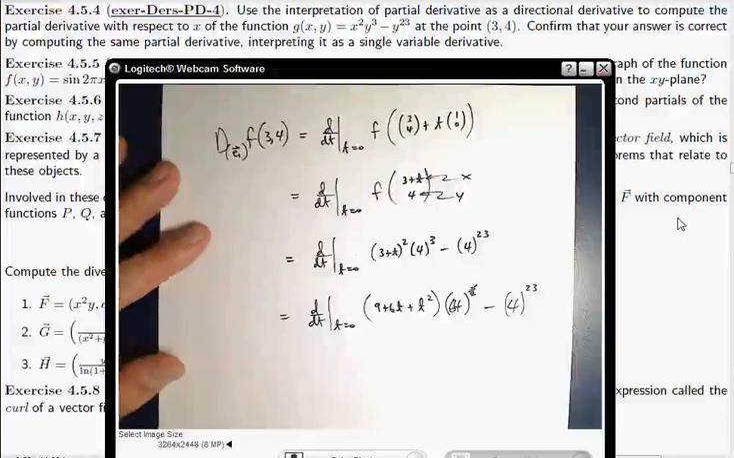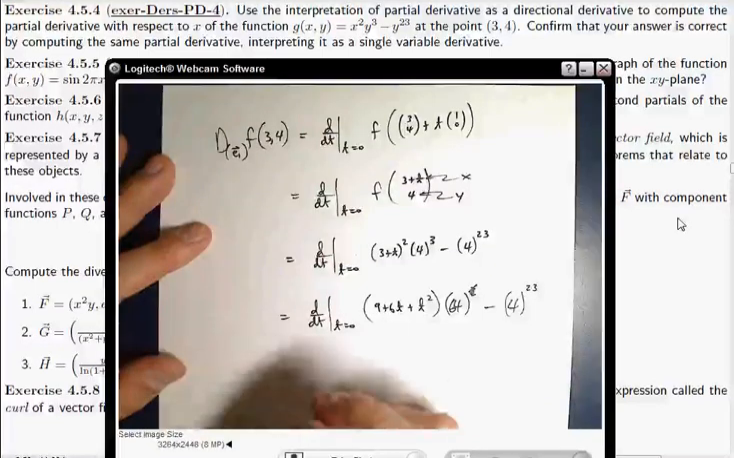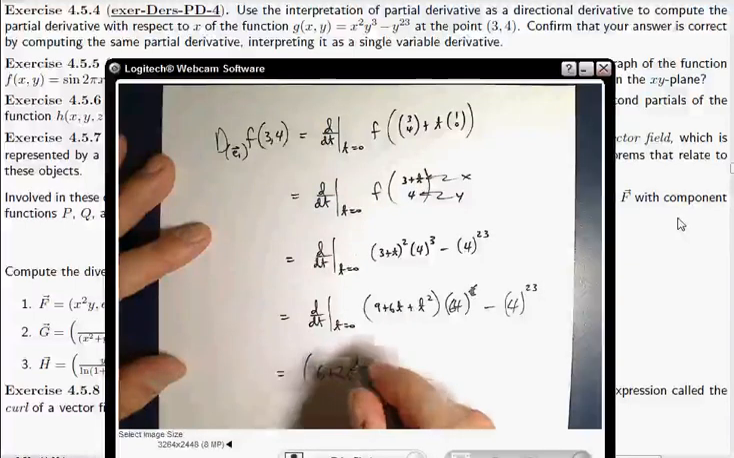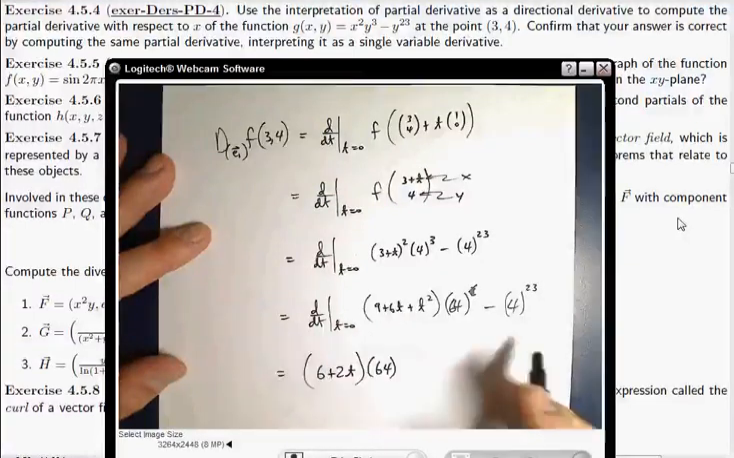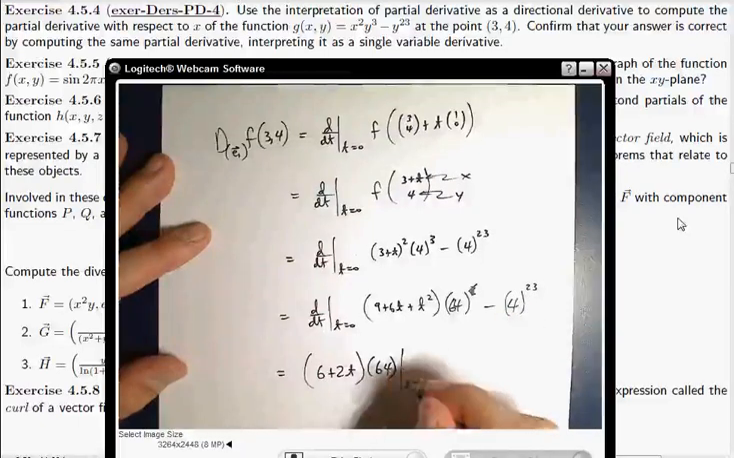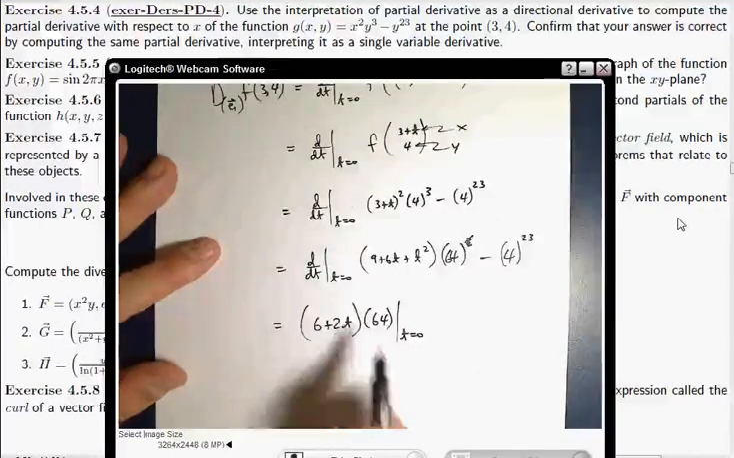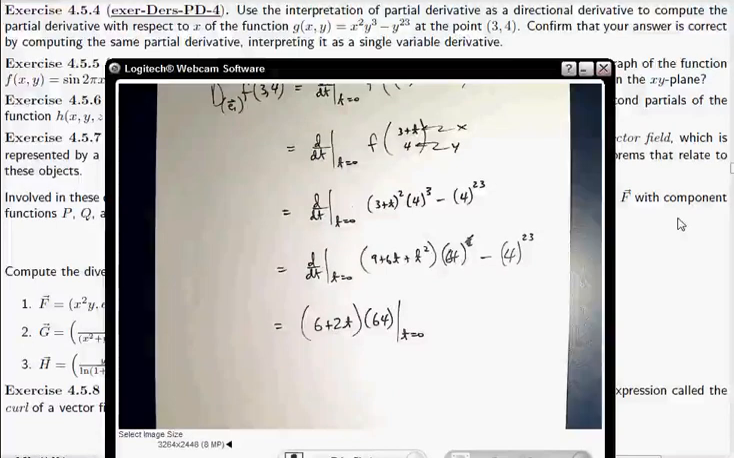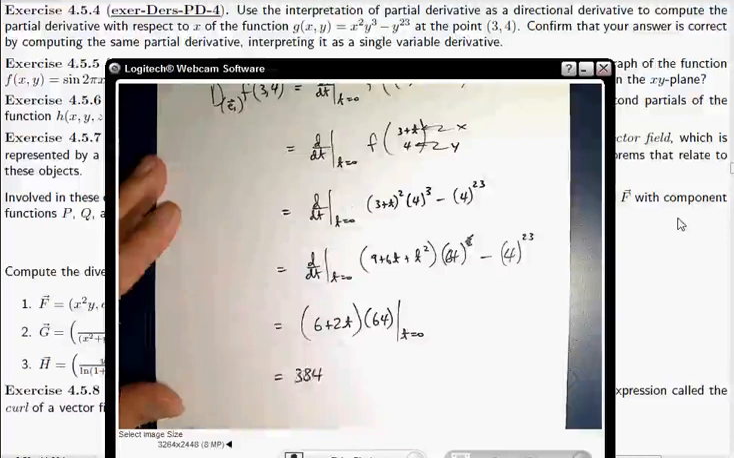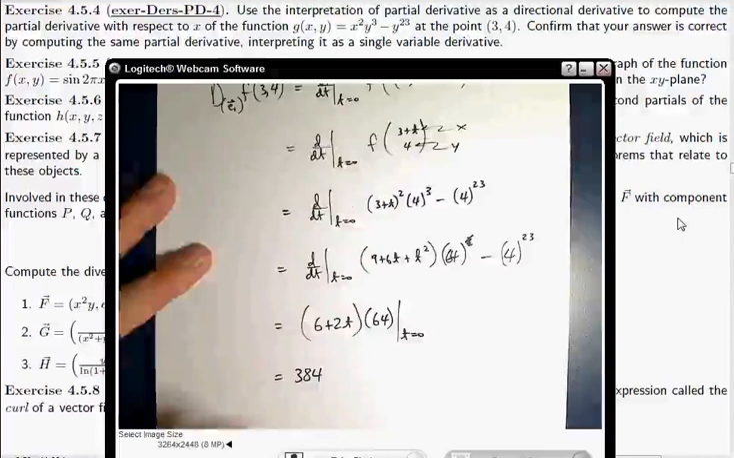Exactly. Okay, so the t derivative of this thing, no problem. It's (6 plus 2t) times 64. And conveniently, this is all constants here, so its derivative is 0. Lovely. Let's plug in t equals 0, and we get 6 times 64, which is 384. Cool.